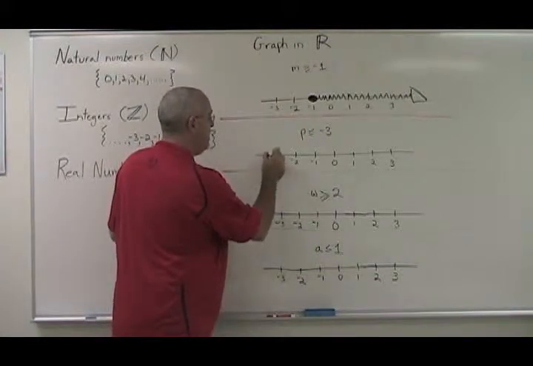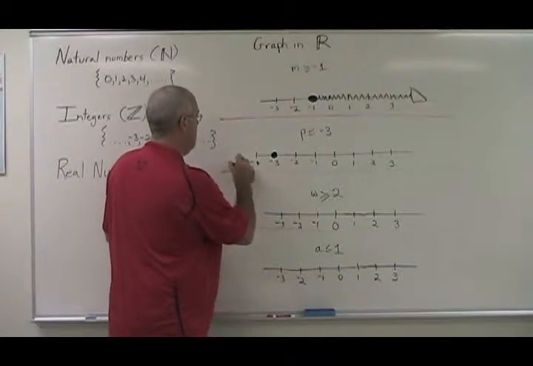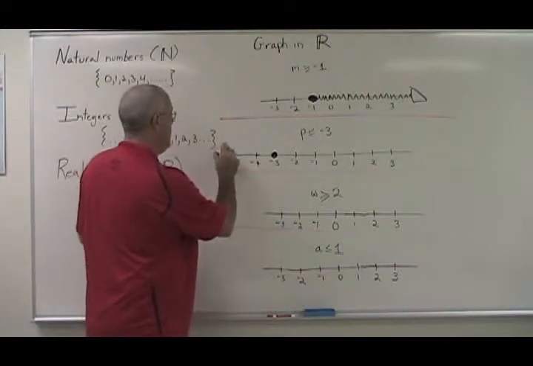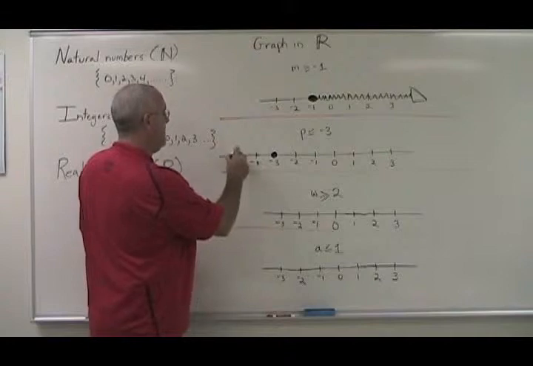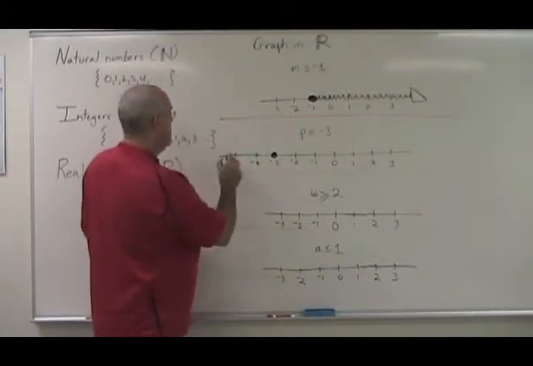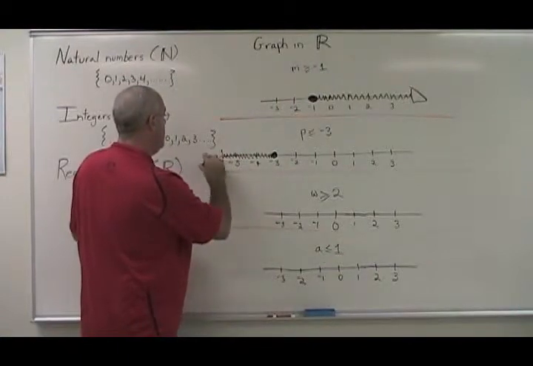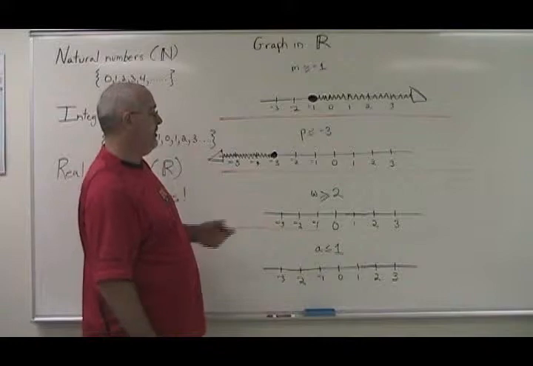P less than or equal to negative 3. Negative 3 is equal to negative 3, so it's in the answer. And then negative 4 and negative 5 are also less than negative 3, so they will be in the answer. And so will all the other negative numbers, including the decimals and fractions, so we have to use shading to show it. Going on forever in the negative direction.